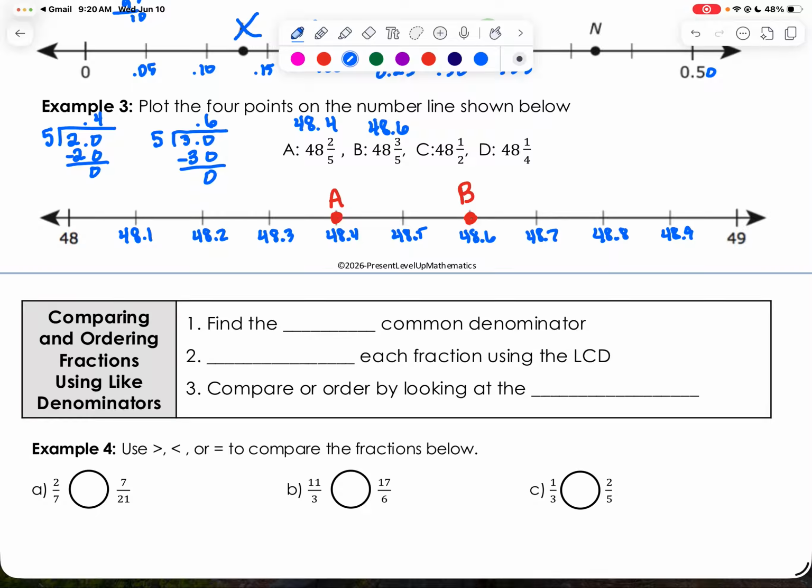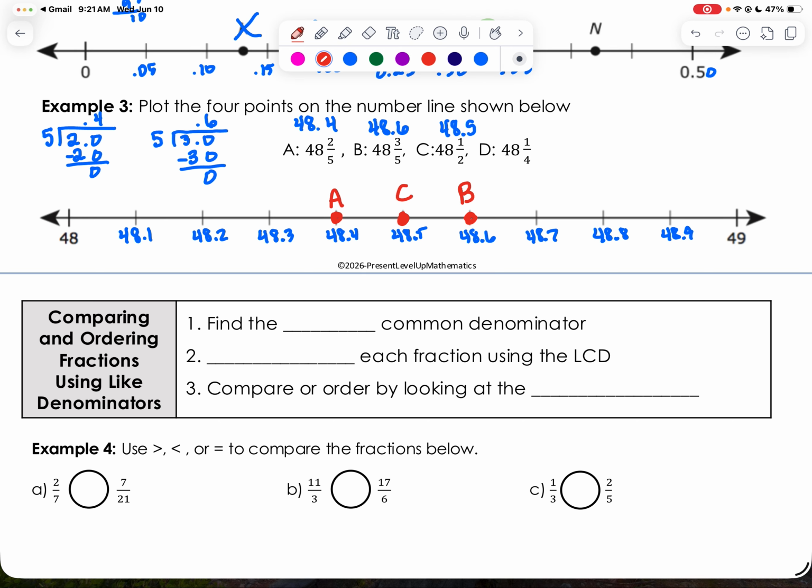All right, our next fraction, 48 1/2. Well, hopefully you remember that 1/2 is the same thing as 0.5. So hopefully you can do that without division. So 48.5, this would be point C.